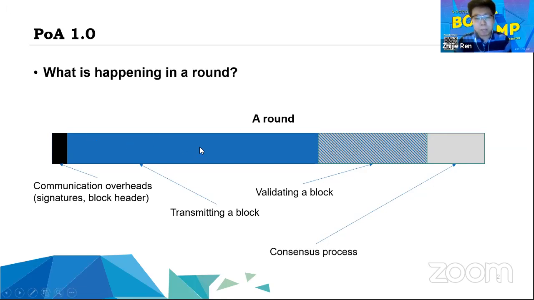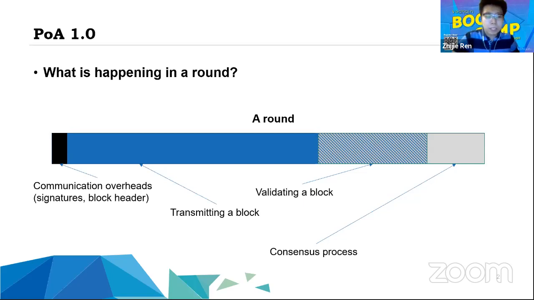So let's see what is actually happening within a round, within this 10 seconds. First of all, we take a few seconds to transmit the block. And during this transmission, some of the time is not related to the actual transmission of the transactions, but for example the block header, or maybe some time required to establish the link. So this is the black part in the beginning, which is the communication overhead. And the blue part is the time we use to transmit the transactions. After the transactions are received, nodes take some time to validate the block. And then they run the consensus process to determine who will generate the next block. So this is what's happening in this 10 seconds.